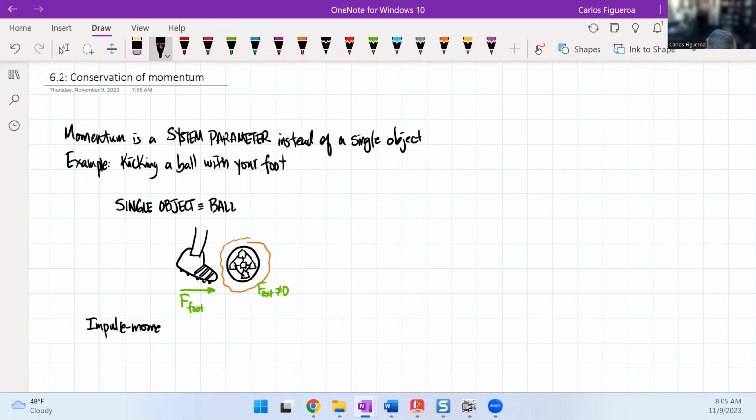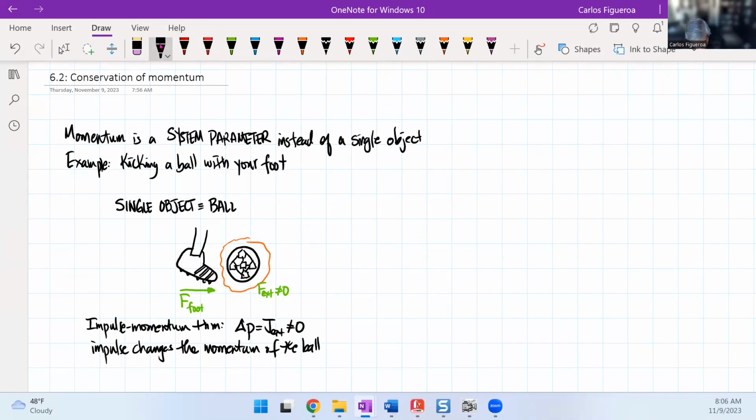When you do that, then you use the impulse momentum theorem. And what the impulse momentum theorem says is that this external impulse is not equal to zero. So that means that the impulse changes the momentum of the ball. So that's a pretty standard view when people say, oh, you clearly kicked the ball.